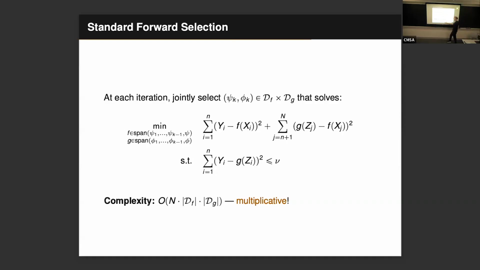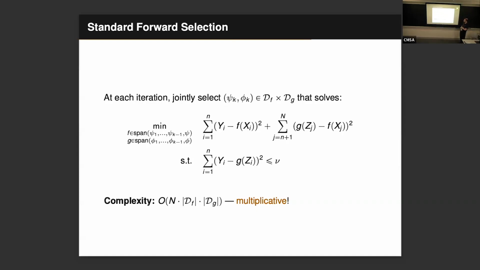Okay, but the important thing is that in this case, this naive way of doing forward selection is multiplicative in the size of these dictionaries. And so, if each one of these is large, I gave you an example where one was 20 and one was 30, right? So the product is actually pretty large. This can become pretty cumbersome to optimize.